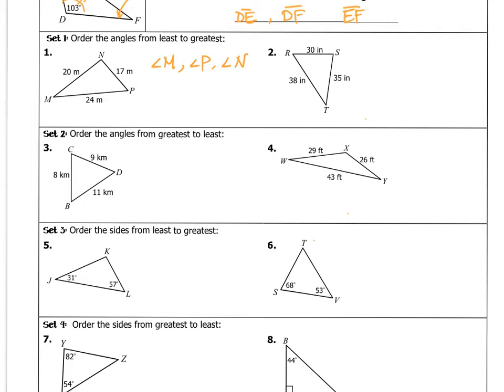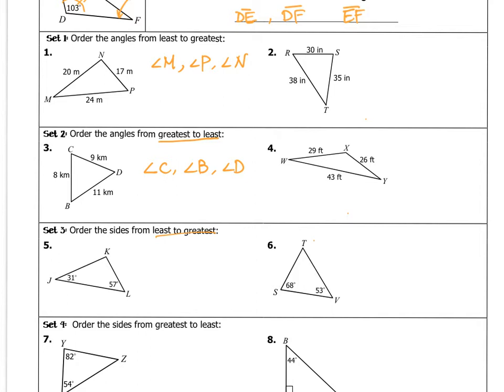The rest of them are pretty much the same. Let me do number 3. Read the instruction: from greatest to least. So in this case, it has to be angle C, angle B, and angle D. The rest of it is pretty straightforward.